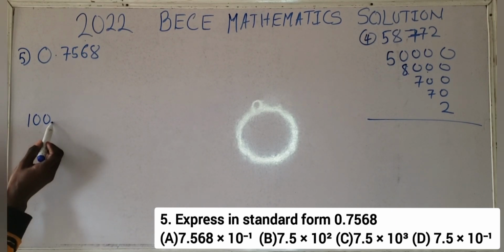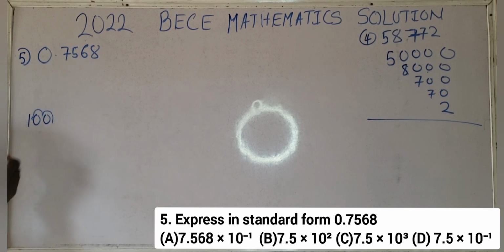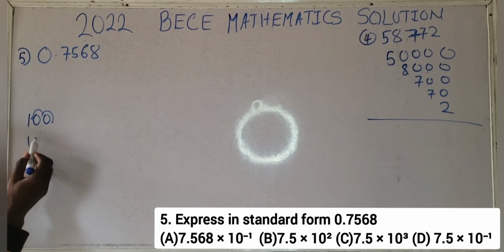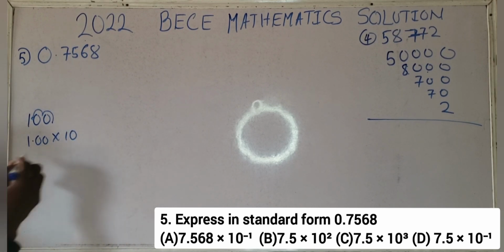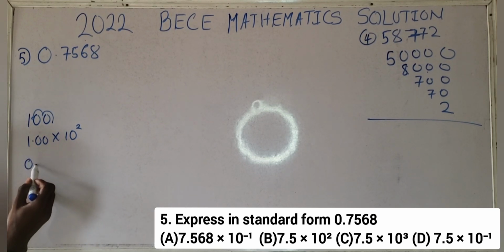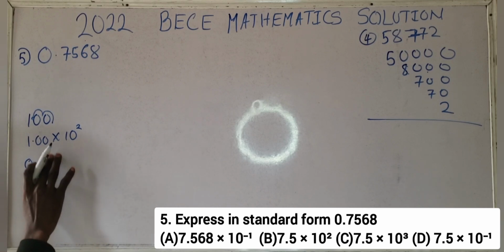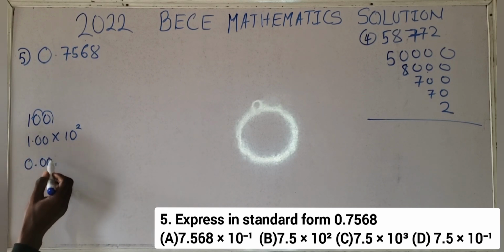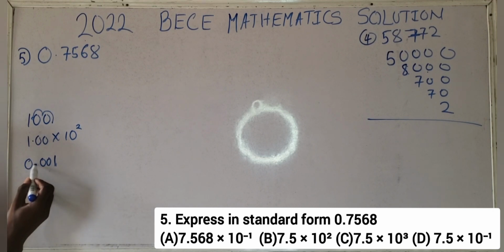Now, we are moving this decimal point to the left-hand side. You understand? We move it twice. Is that not it? So I'm going to have 1.00 times 10. Because we move it twice towards the left, that will be what? Positive 2. Do you understand? Now, let's say we want to express 0.001 in standard form. Now, this is where the decimal point is.